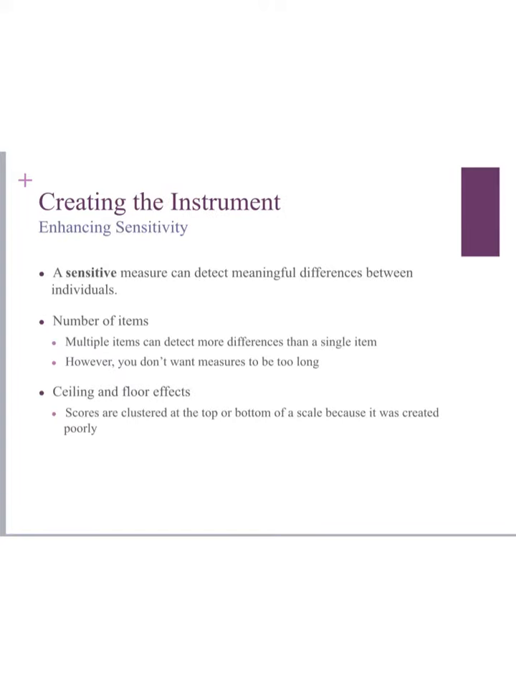Another thing to think about when creating an instrument is how sensitive it is so that it can detect meaningful differences between different individuals. So if one person has a low therapeutic alliance and another person has a really good therapeutic alliance, your measure should be able to tell the difference. Even better than that is if your measure can tell the difference from like an average therapeutic alliance to a slightly above average therapeutic alliance. That's additionally sensitive, so it's an even stronger measure.